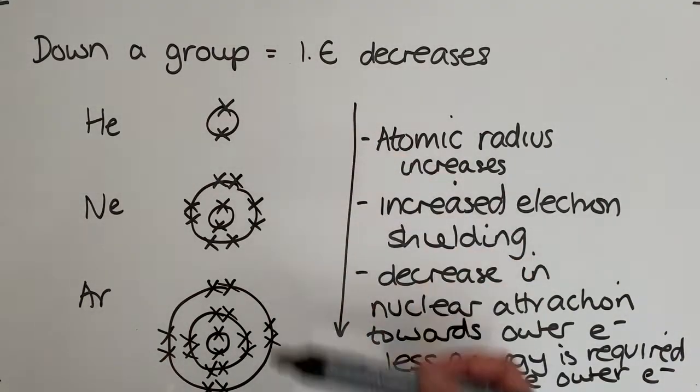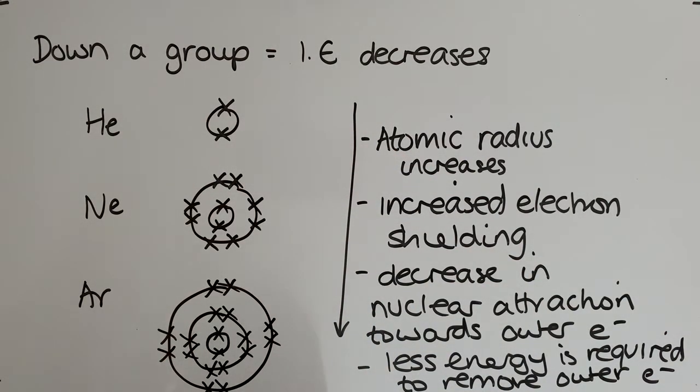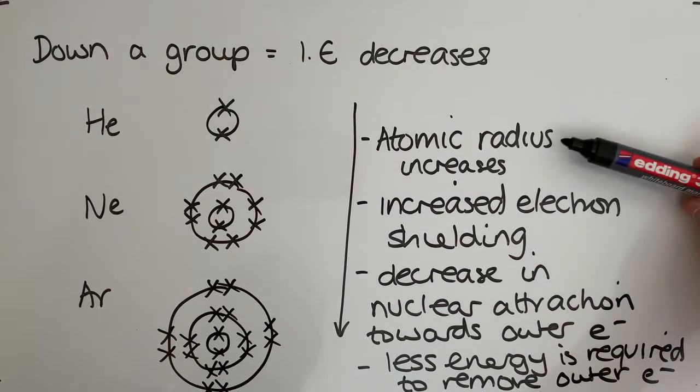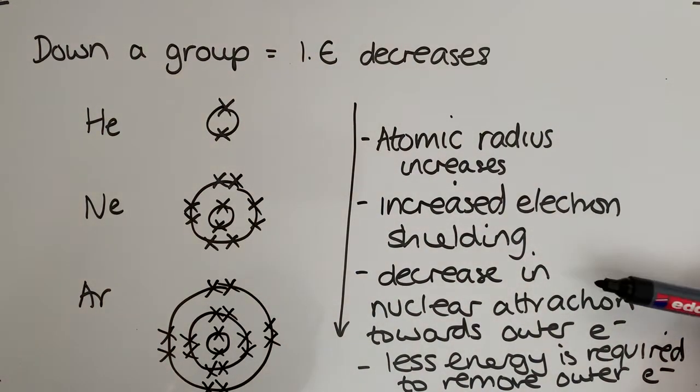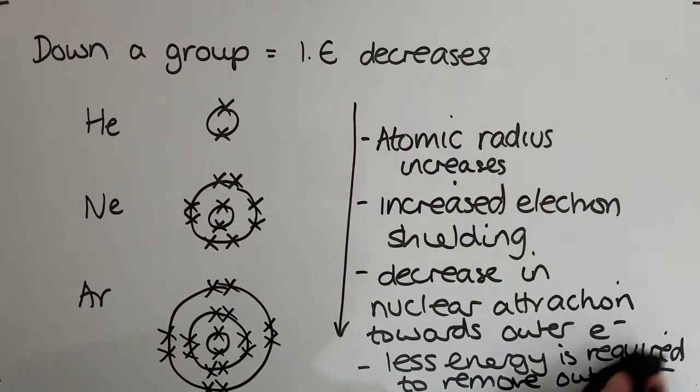So as you go down the group, ionization energy decreases because the atomic radius increases, and therefore you have more electron shielding. This produces a decrease in nuclear attraction towards the outer electron, and therefore as you go down the group, less energy is required to remove the outer electron, and therefore ionization energy decreases. So remember to address all these points in an exam question to do with trends in ionization energy. So that was going down a group.